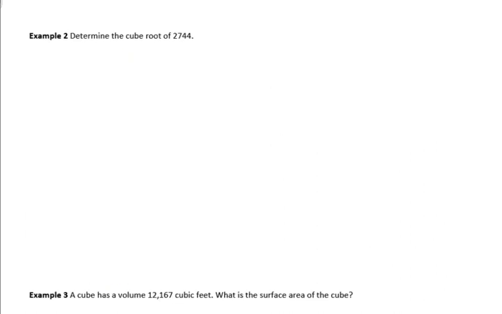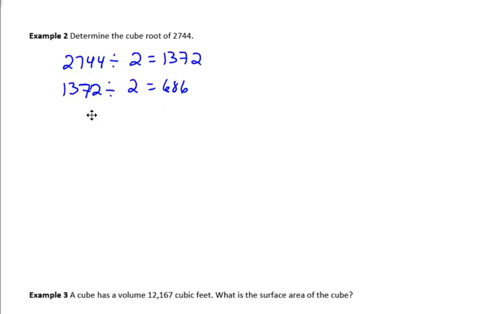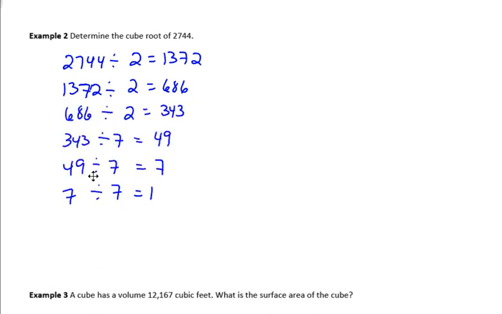Our next example has us finding the cube root of a number. So again, we're going to do that same prime factorization until we get down to 1. So now I have a 2, 2, 2, 7, 7, 7.